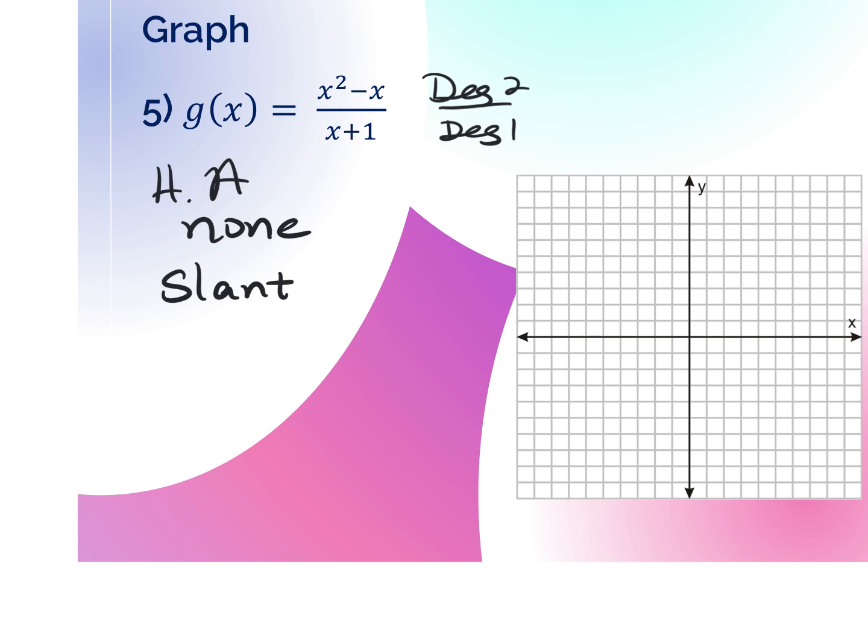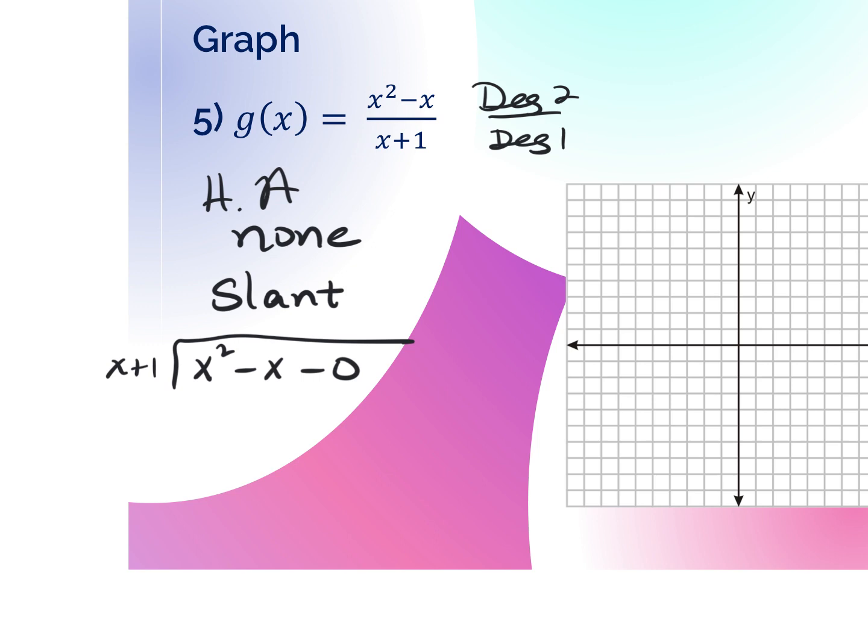So I'm taking the numerator, x squared minus x minus 0. I'm going to hold the place, divided by the x plus 1. What do we multiply x by to make it x squared? We multiply it by x. We distribute. We switch the signs to opposite and add up the columns.